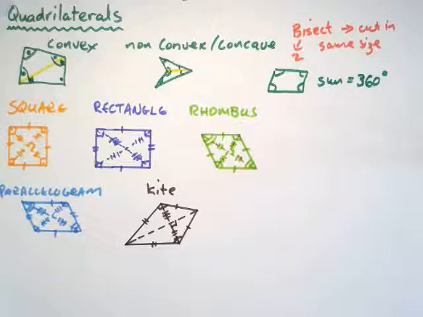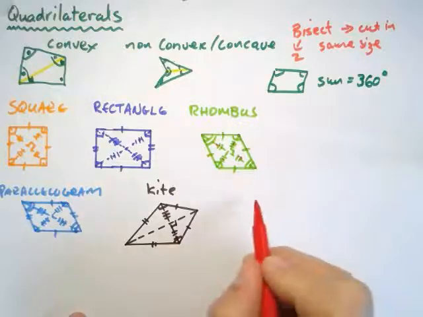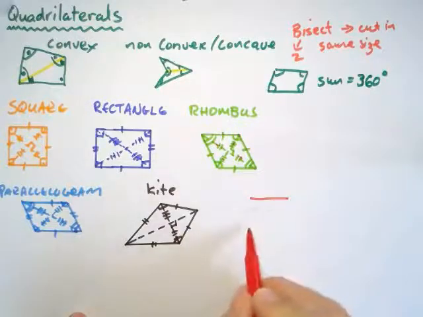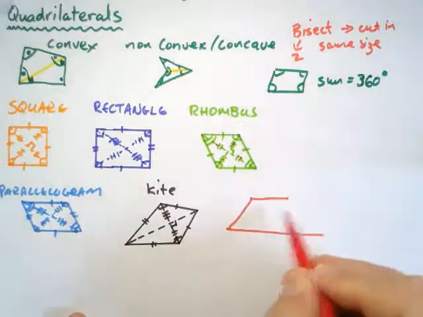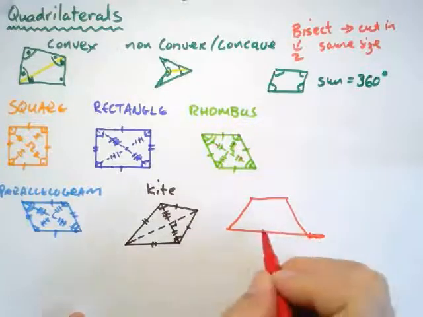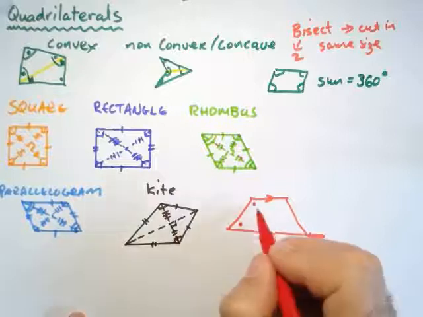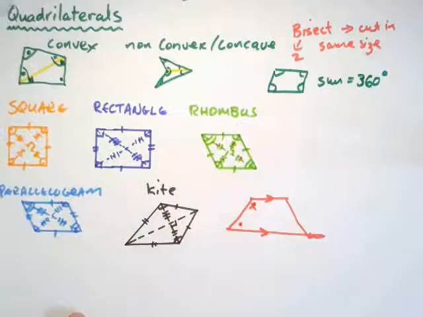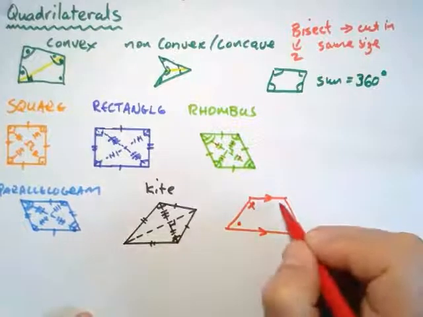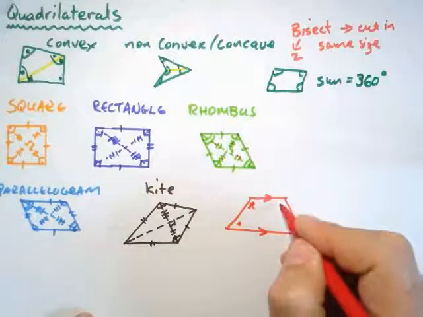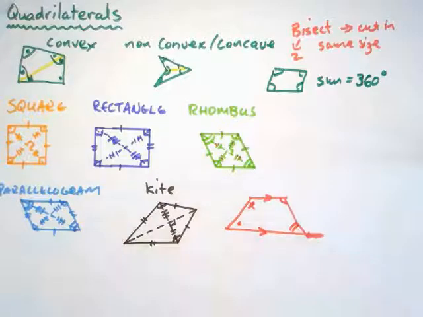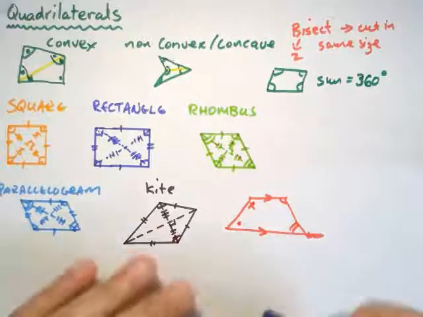The last one is a trapezium, but there's nothing in a trapezium that we can use. The only thing that we can use in a trapezium is that we have two parallel sides, which means those two angles are co-interior, and these two angles are co-interior. But otherwise, there are no other properties.